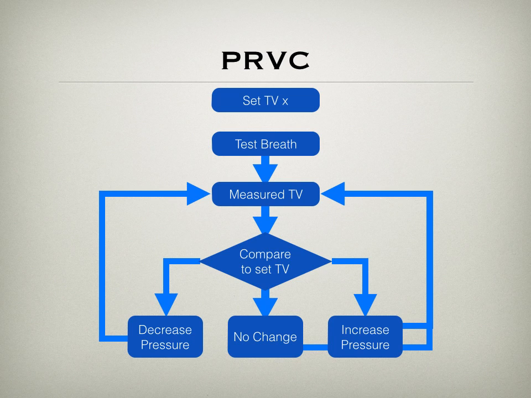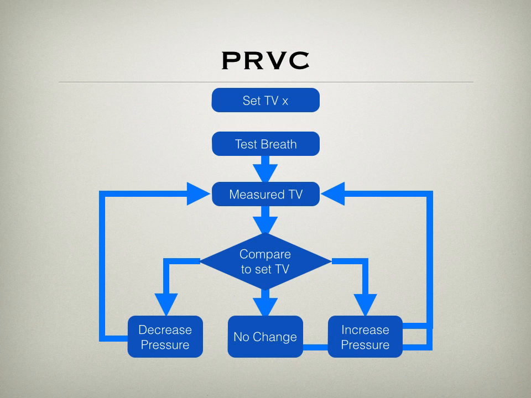So the first thing, when you say, I'm going to set a tidal volume of 500, the machine will give a test breath. The test breath will be with a pressure of 20, say, over 1.5 seconds. When you give that, the machine will measure the return tidal volume from the patient and compare that to the set tidal volume. If it is less than the set tidal volume, then the machine will increase the pressure. So the next time it will give a pressure of 25 for a longer period of time, and then compare the set tidal volume to the return tidal volume.